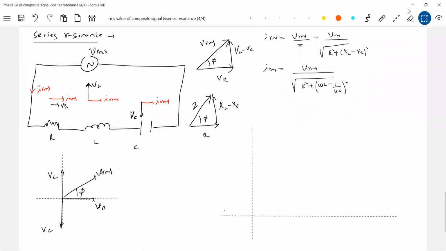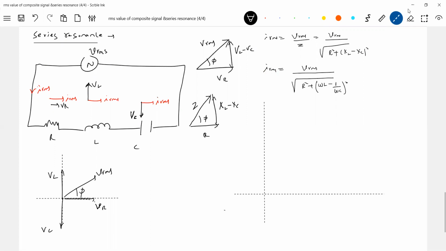Let's take the graph here. The X-axis is what? I'll take the frequency. Then first, what is XL? XL is equal to omega L, or 2 pi FL. So it should increase linearly.